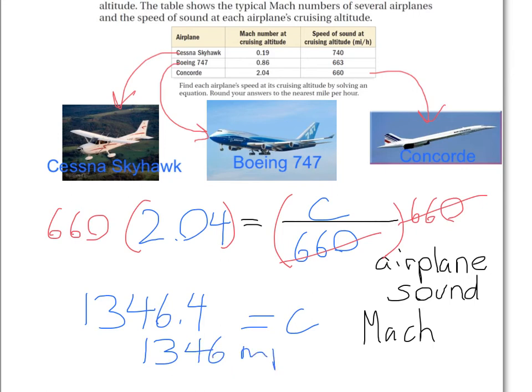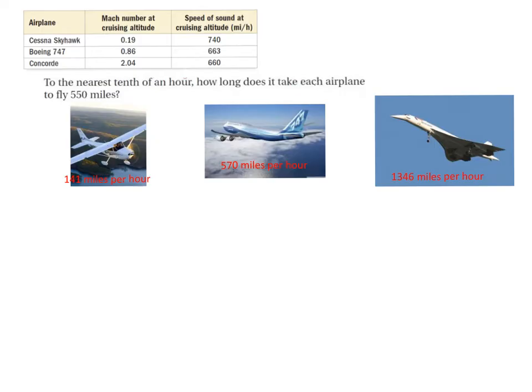1,346 miles per hour. Wow, that is so much faster. The Cessna was 141, the Boeing was 570, and the Concorde is 1,346 miles per hour. So we have found all three speeds of the airplane. We are going to need these very same numbers in the part that is now up to you to solve. Here it comes. Alright, so here are the data again.